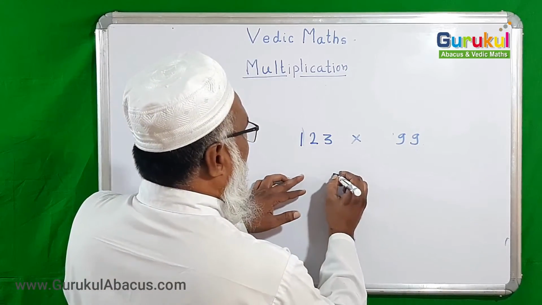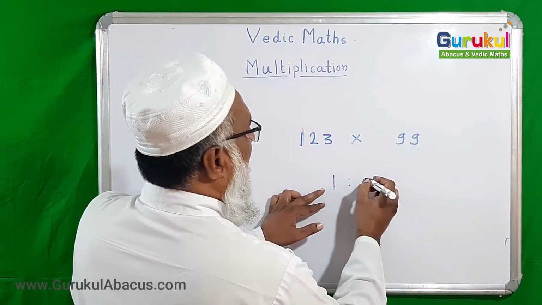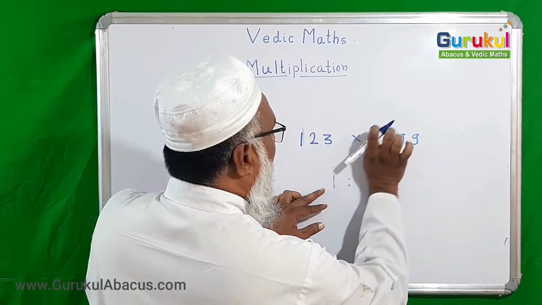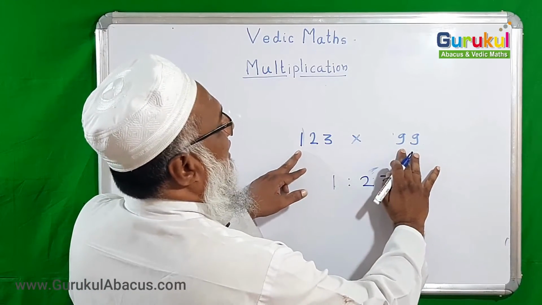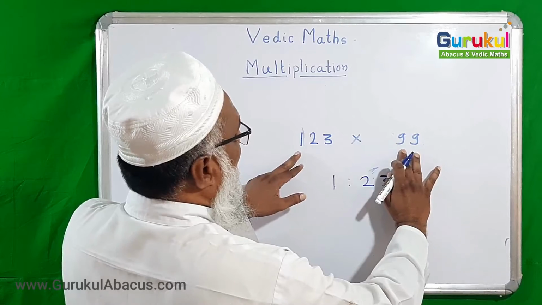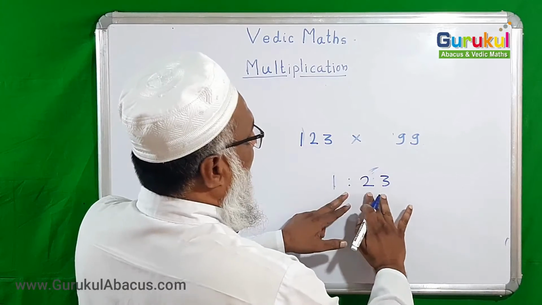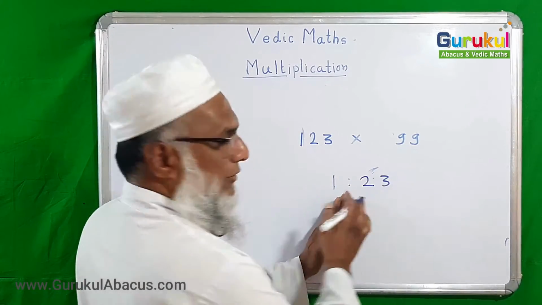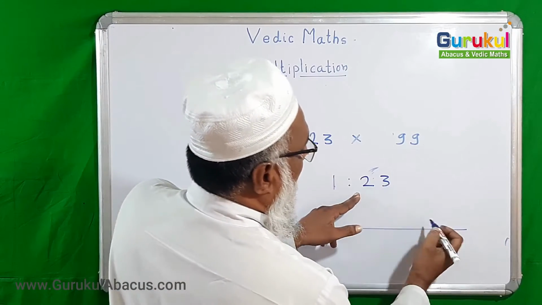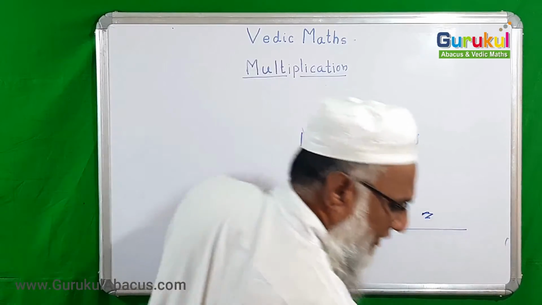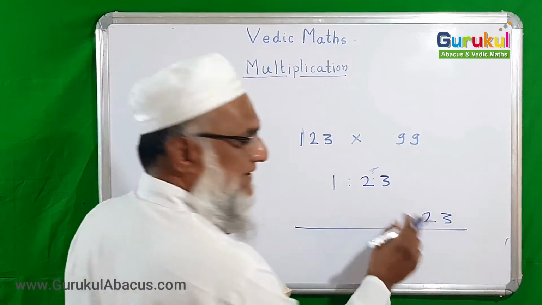Now just see how to write it if it is a 2-digit number. I am writing 1 from the 123, putting this colon sign, and then writing 23. This means that in 99 there are 2 digits, so out of the given number, 2 digits I kept on the right side of the colon. Now put a line, and then write those 23 again below.